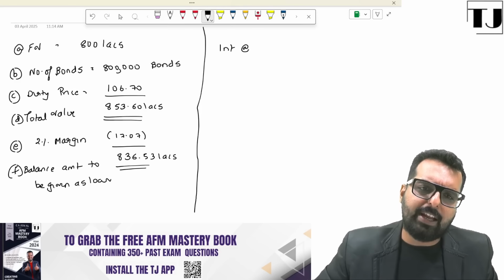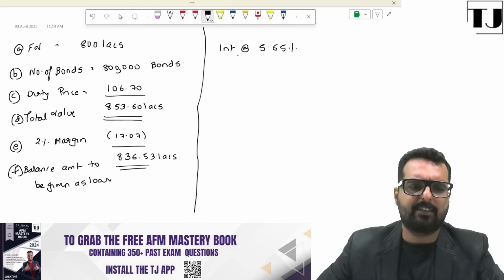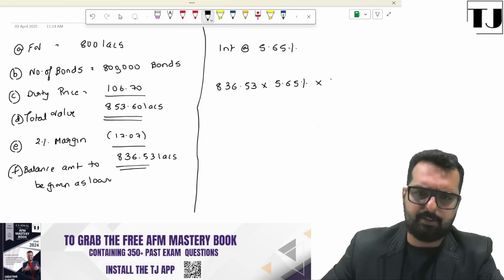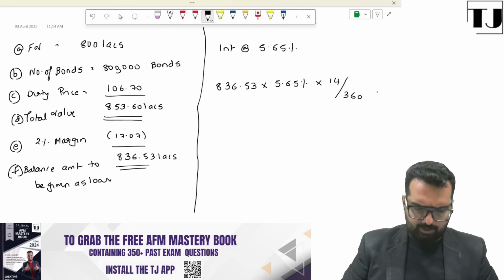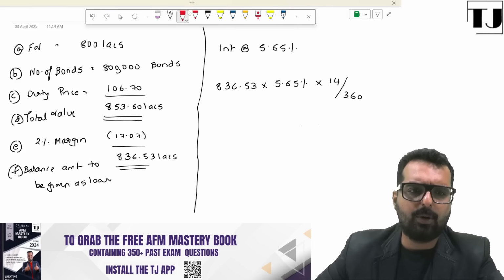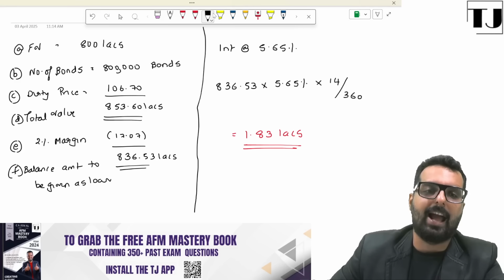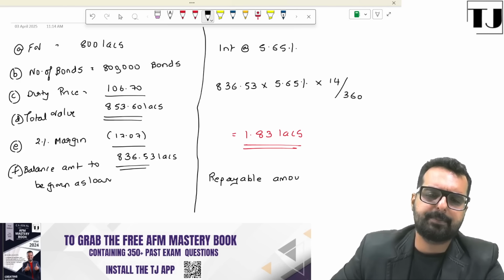On this, they will have to pay interest at the rate of how much percentage, friends? Have they told the interest rate as 5.65 percentage? Am I right? Yes. So what will happen is 836.53 lakhs into 5.65 percentage into 14 divided by 360, because they're going to take a loan only for how many days? 14 days. When you do, you will get the answer over here as 1.83 lakhs.